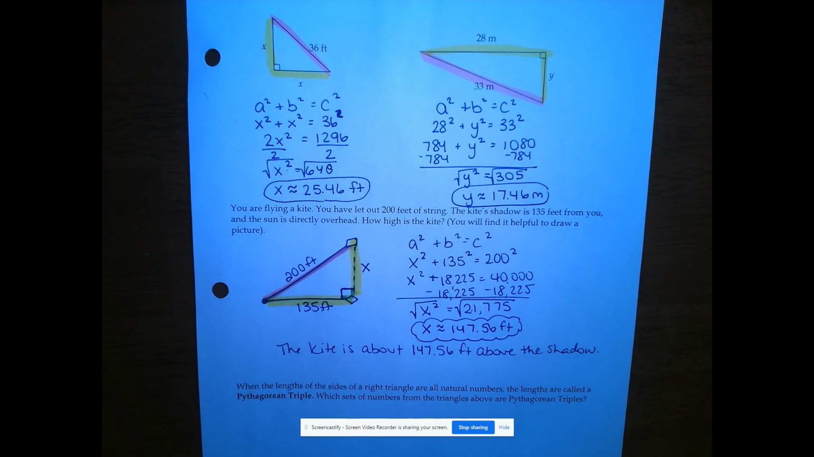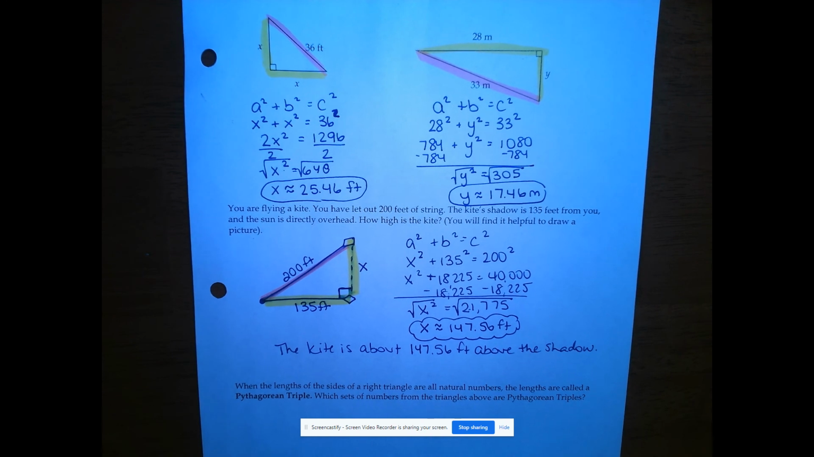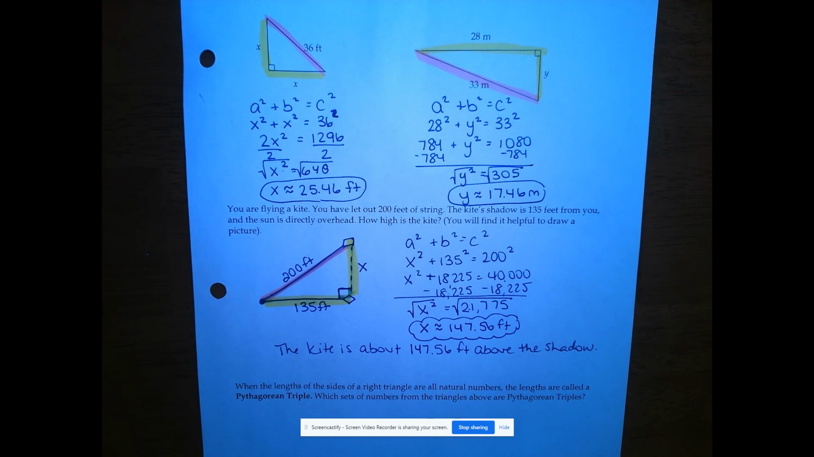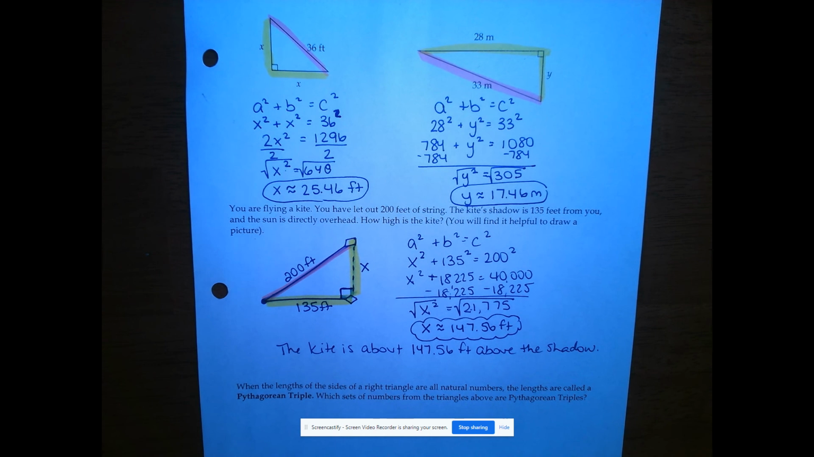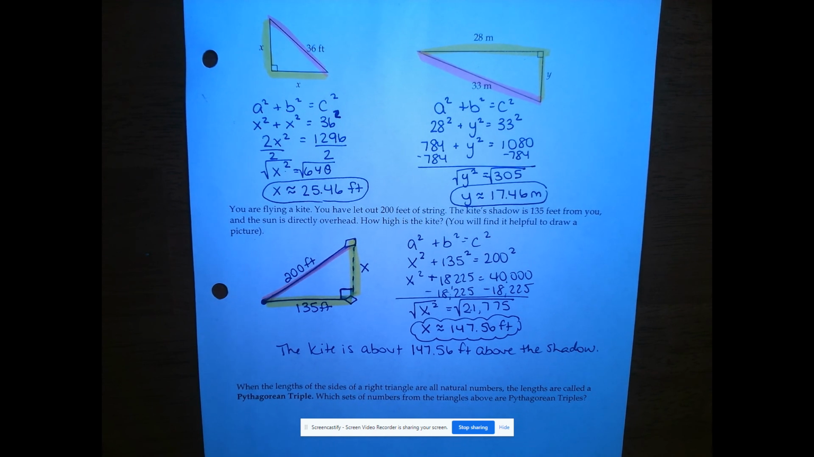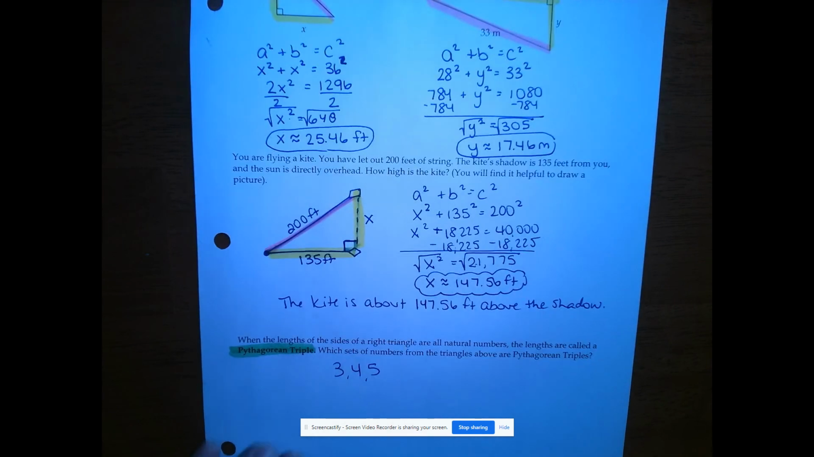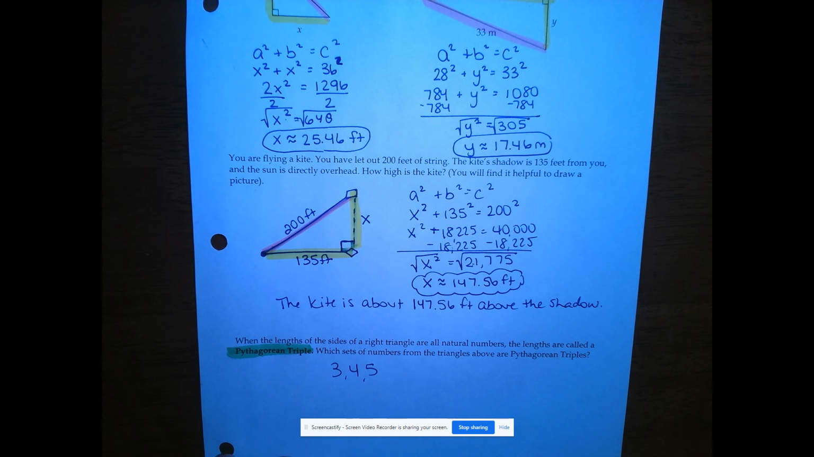You will notice at the very bottom, the last thing, when the lengths of the sides of a right triangle are all natural numbers, the lengths are called a Pythagorean triple. That means all of the side lengths are not decimals, not fractions, not negative, not zero. They are counting numbers. So one example of a Pythagorean triple from the front was the very first one, the 3, 4, 5 triangle. That's a Pythagorean triple. It's also the smallest one where you have all natural numbers.